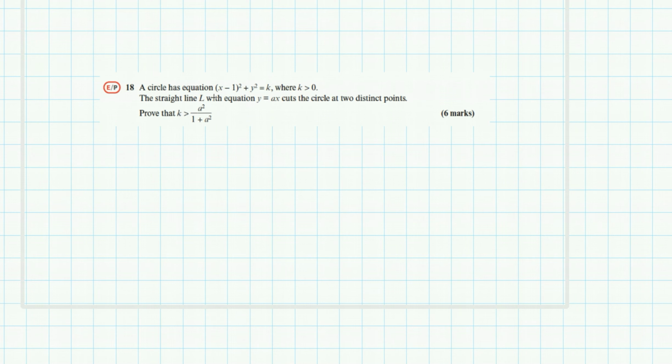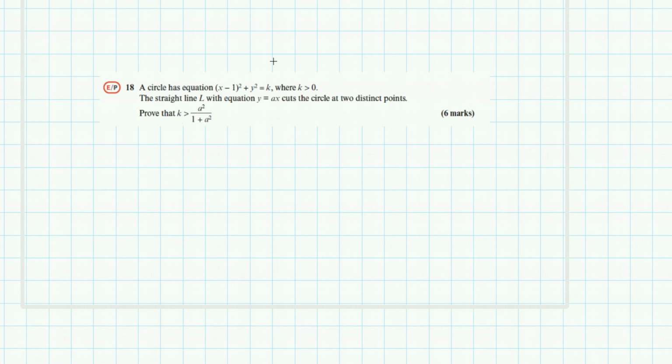Okay, question 18. A circle has equation (x minus 1) squared plus y squared equals k, where k is greater than 0. The straight line L with the equation y equals ax cuts the circle at two distinct points. Prove that k is greater than a squared over 1 plus a squared.